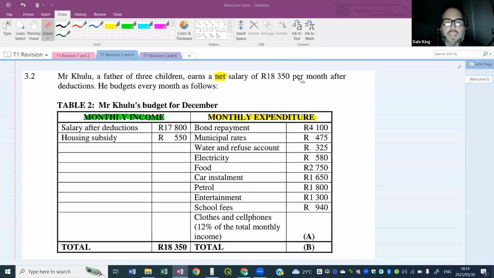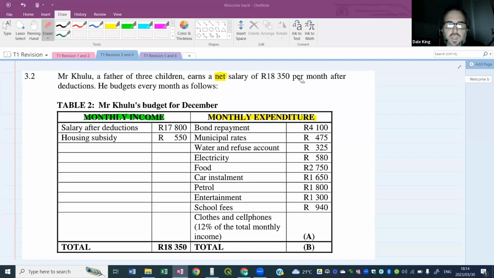You will definitely. Entertainment, all right. Now we're talking about Netflix, going to the movies, going to the mall, stuff like that. Ice cream, all right. That's important. That's where the ice cream is in the entertainment part there. All right, school fees. So Mr. Kula is a father of 3, and he has to pay school fees as well. And then we get to the last one here, which says clothes and cell phones.